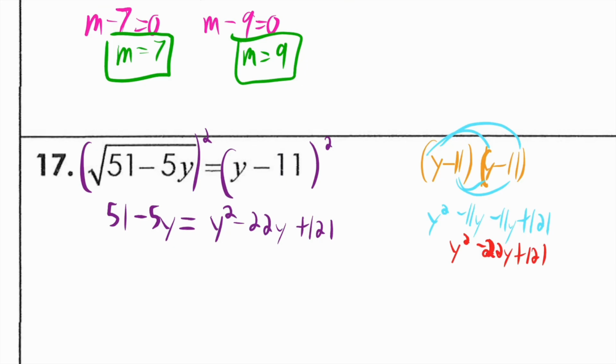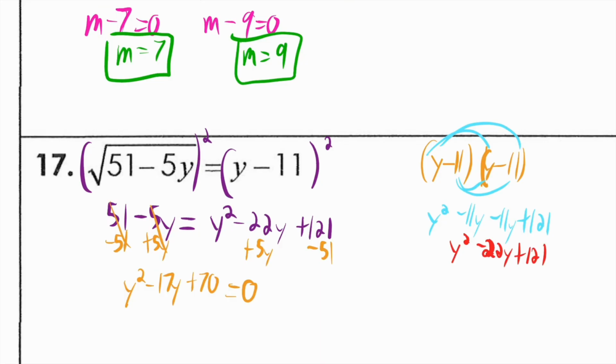So I'm going to subtract 51. Oh, I have to rewrite my 121. There we go. And add 5y on both sides. And I'll flip around where my 0 is again, just for personal preference. And I get y squared minus 17y plus 70.